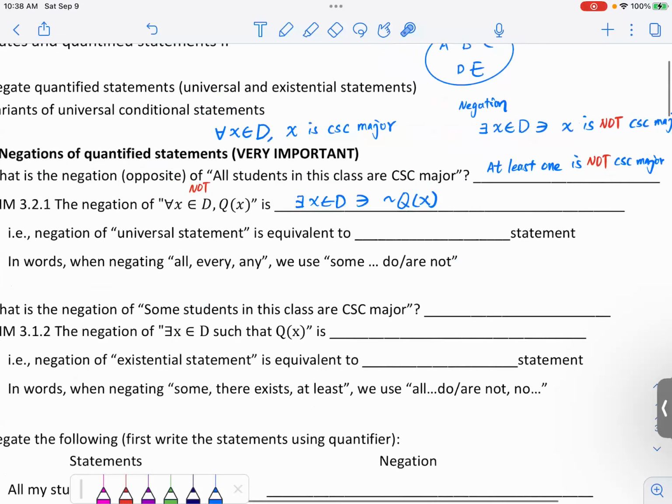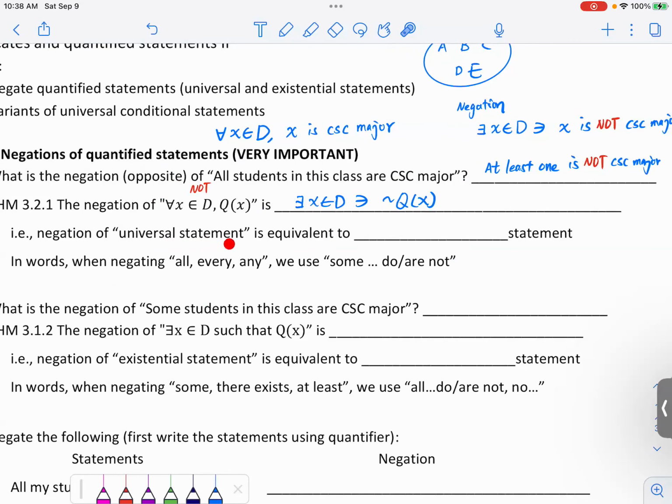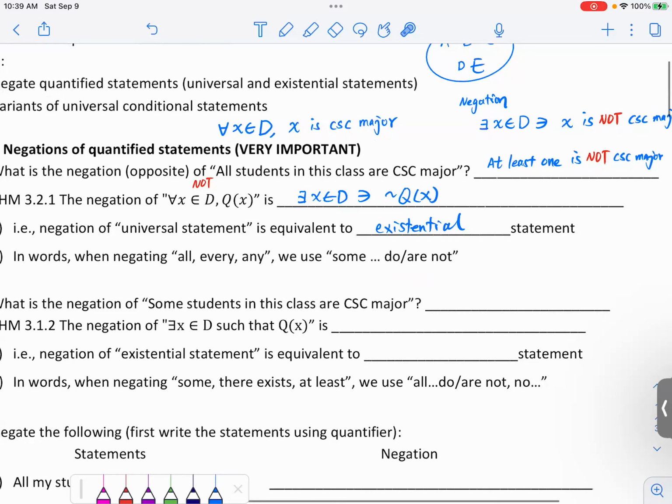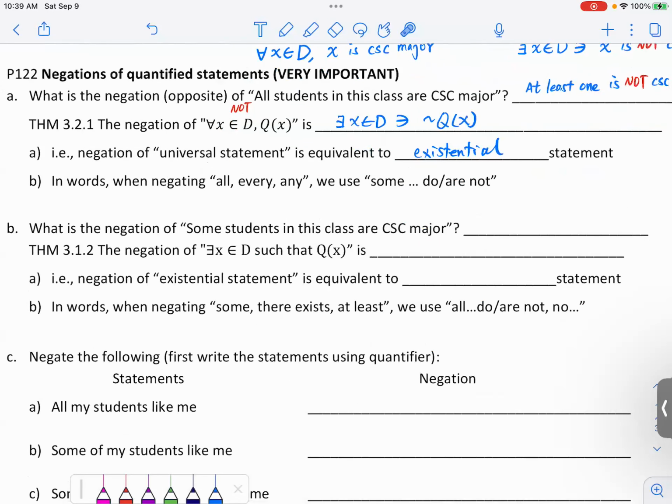Now, in summary, the negation of a universal statement is equivalent to an existential statement. In other words, if you have all, every, any, like here, all students, we are going to negate it using some, do or are not, or at least one is or does not, and so on and so forth. But let's look at another example here.